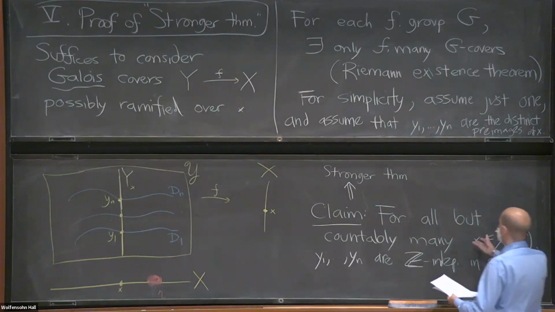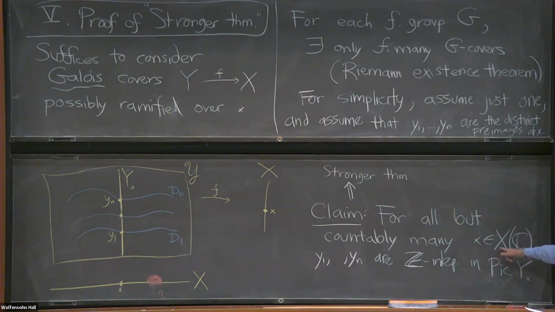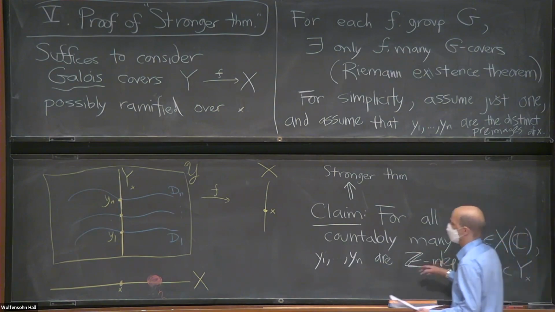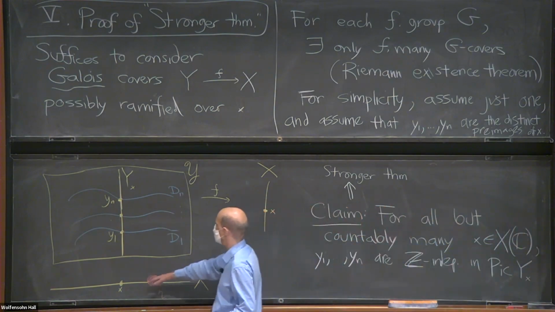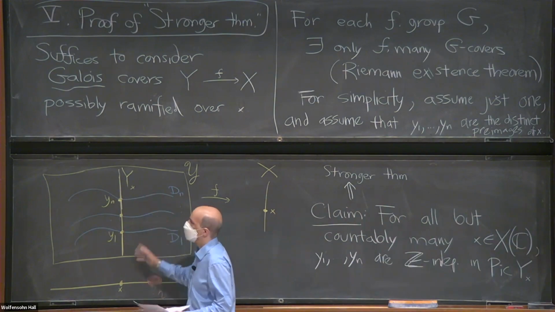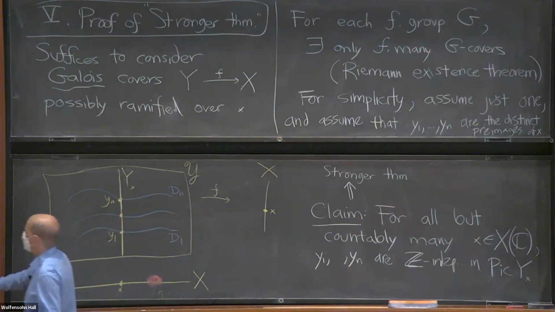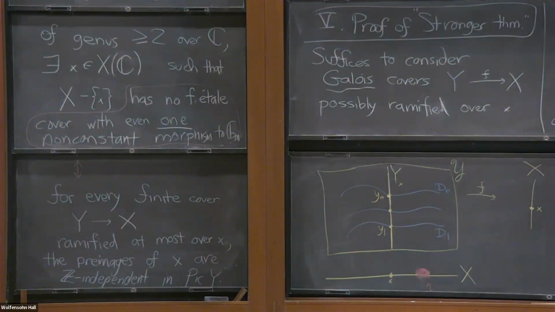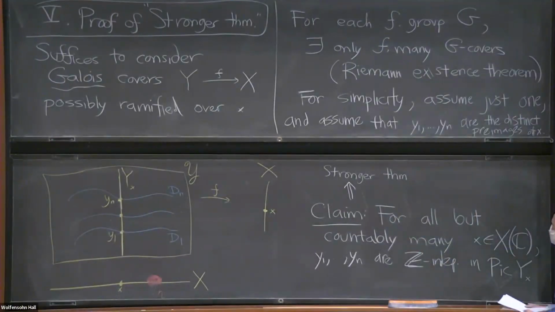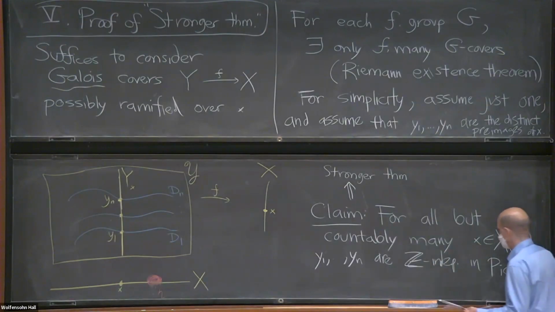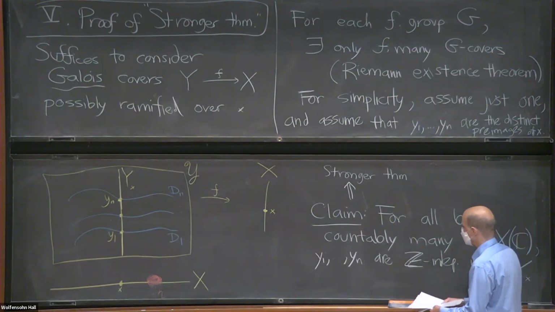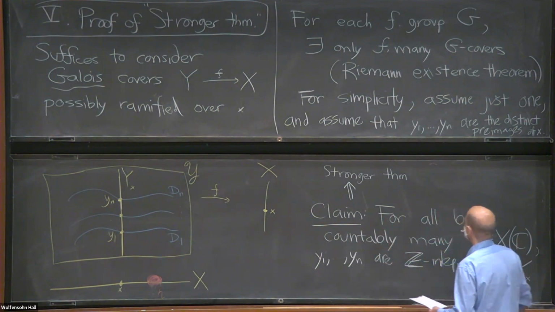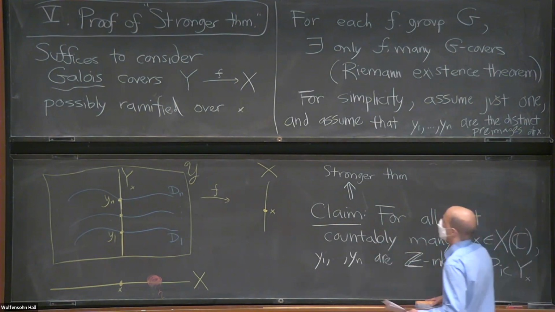If you have that, it certainly implies the stronger theorem, because there are uncountably many points here, and there are only countably many points that will give you a relation. So if you choose any point outside that countable set, you'll have these points being independent, and then you'll have this condition. And to say that this holds for all but countably many points is the same as saying that it holds for the generic point. So let me write that.